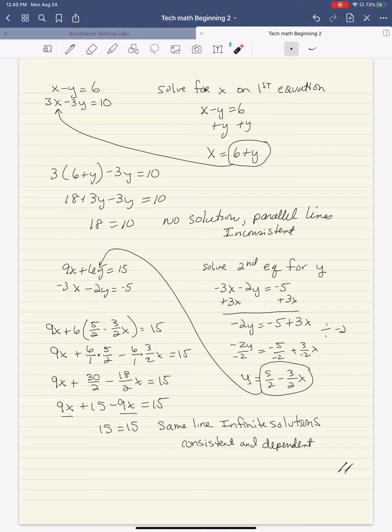Multiply numerators, multiply denominators, so I get 9x plus 6 times 5 is 30, 1 times 2 is 2, minus 6 times 3 is 18, 1 times 2 is 2, that's still an x, don't lose anything, equals 15. 9x plus 15, 30 divided by 2 is 15, minus 18 divided by 2 is 9x, equals 15. Finally, when you get to this point to combine like terms, the 9x subtracts out with the 9x, but this time you get 15 equals 15. This is the same line, infinite solutions. That means it's consistent and dependent.